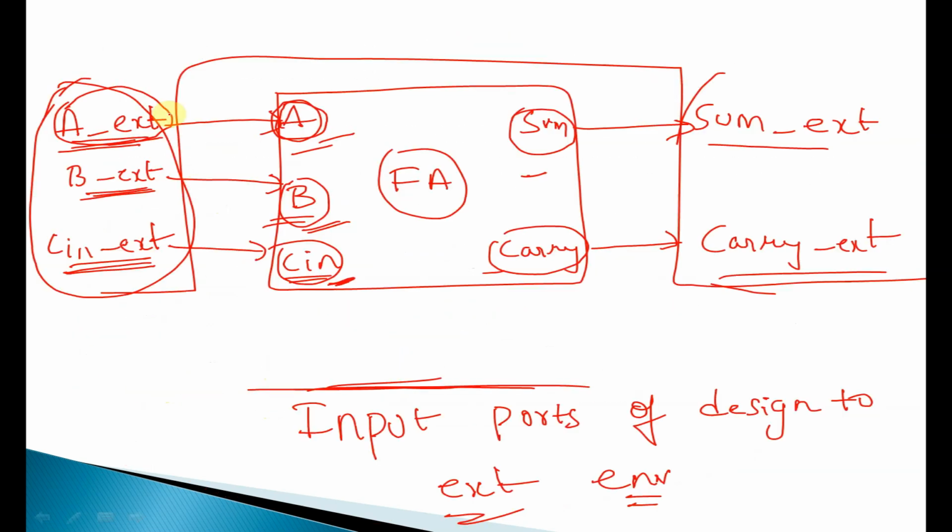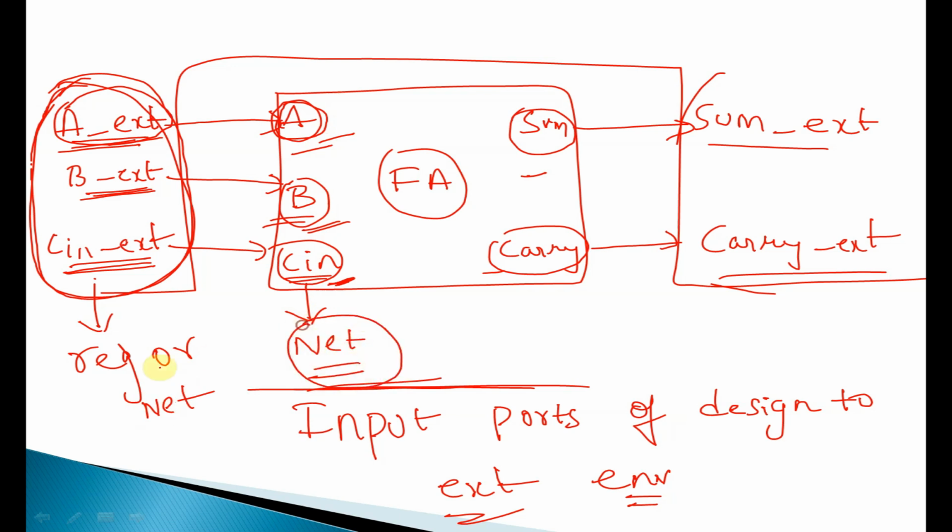Is it clear? The diagram we have seen, right? These data types, A underscore external, B underscore external, C underscore external, you should declare them. So this can be of reg or net. And the input ports here, A, B, C in, can be only of net. Like this you are going to connect them. So this can be of reg or net, and this can be only of net type.